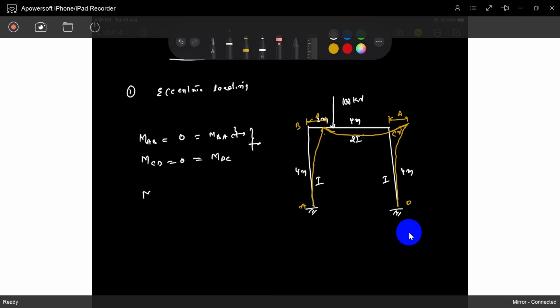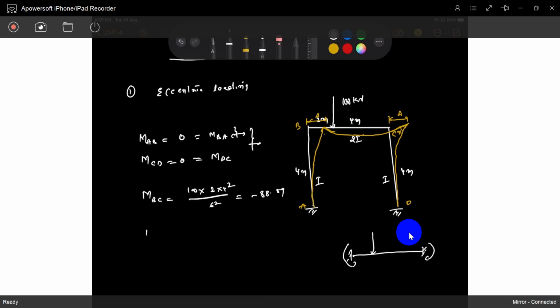But MBC is what? 100 into 2 into 4 square by 6 square. What is that value? 88.89. It's negative. So just take it as the fixed end moment. It will come like this.